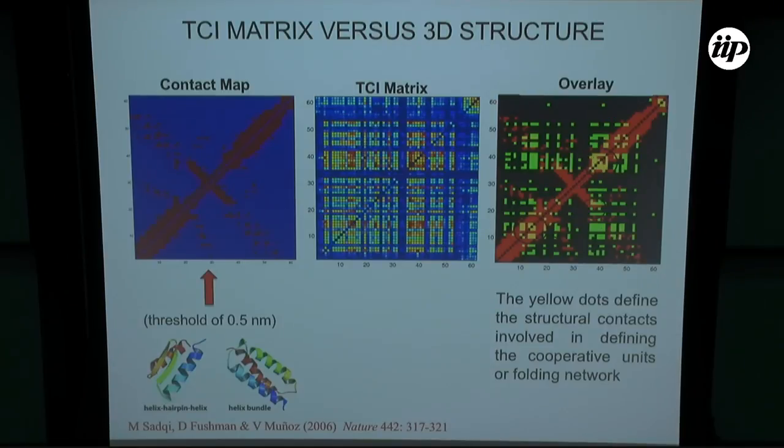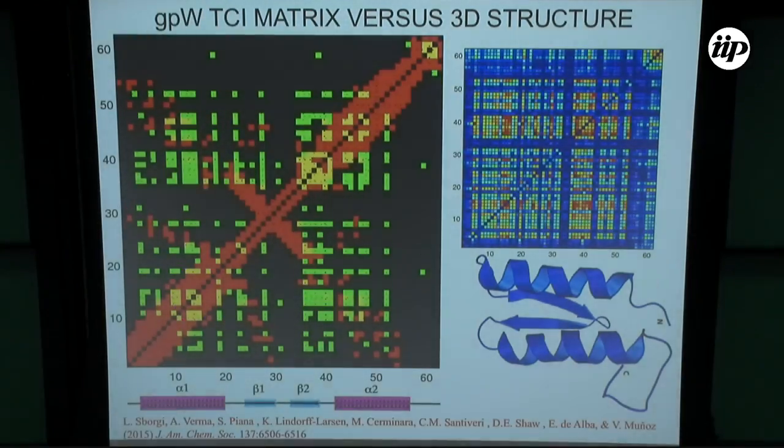Things like, this one is not in contact with that one, but they are in contact through something in between. So you can actually do that kind of math, and it kind of works. Okay, so as I said, this is the data for this protein.